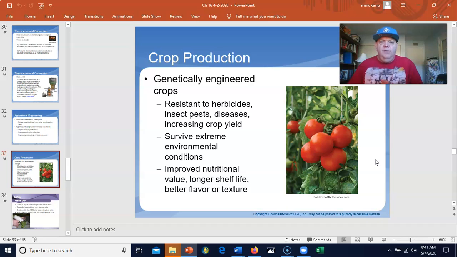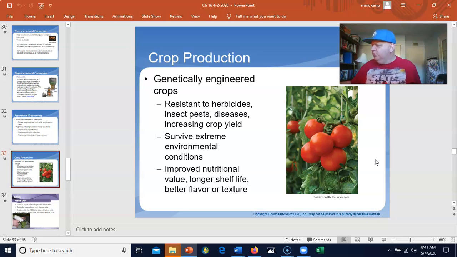Surviving extreme environmental conditions, maybe the idea of making do with less water, making it more heat resistant. So those are things that would allow them to grow those crops in other areas, whereas normally they couldn't do it. Improved nutritional value. Longer shelf life, better flavor or texture.